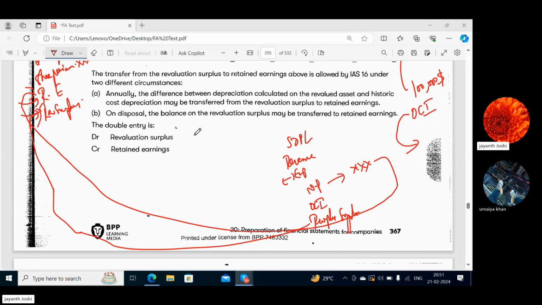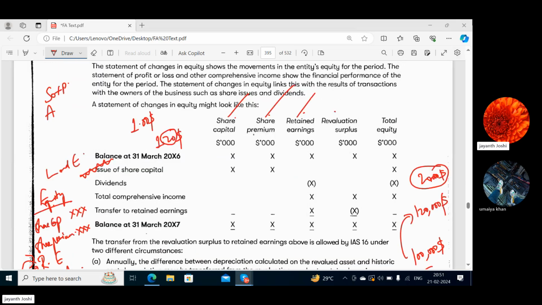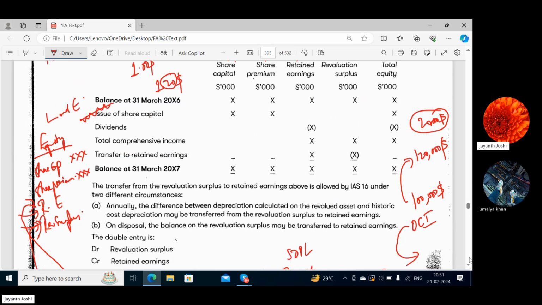So this will be going in the revaluation surplus. Okay. So all these things I wanted to explain to you. But what is this statement of changes in equity? That is an important question here.